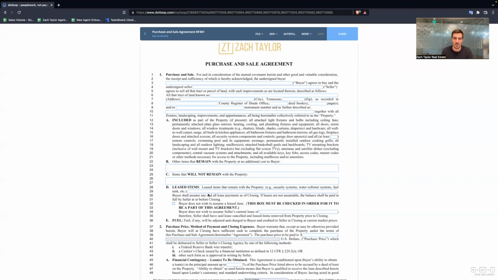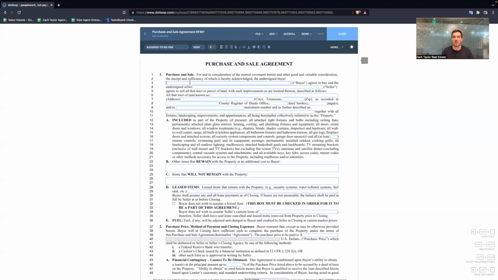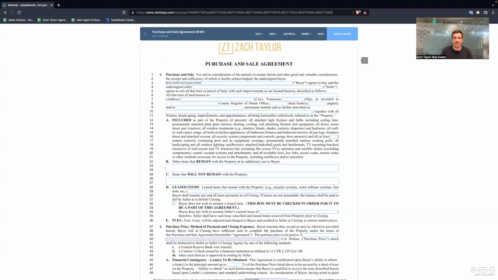So you need to know what's in here first. So read it. If we're going through here, buyer and seller on these two lines, again, I'm not going to go through the entire thing line by line, just some highlights. So buyer and seller. If we say Jack Smith and Susan Smith, and then we leave this blank.